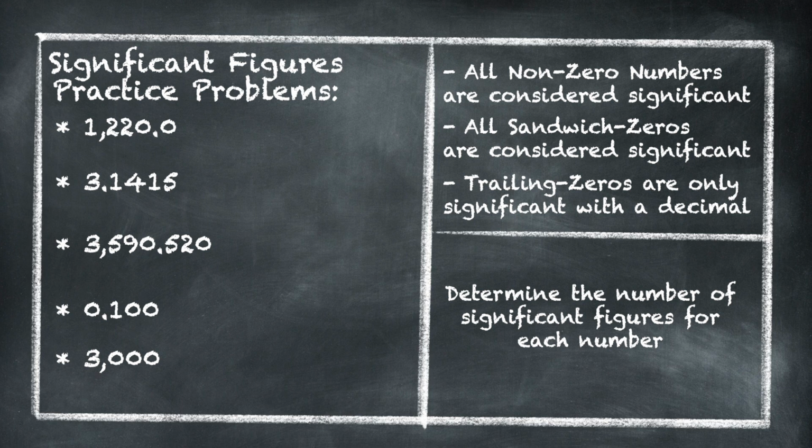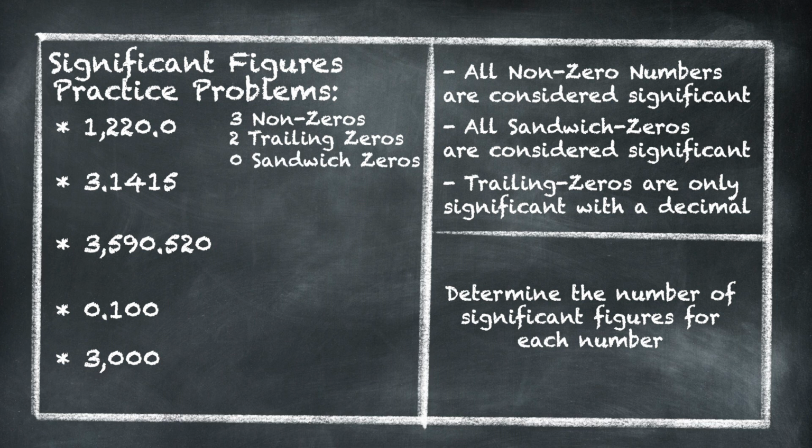Okay, so going back up to the top, to 1,220.0, we see that we have three non-zeros, the 1, 2, and 2. We also have a decimal place, which means we do count our trailing zeros, so any zero after the last non-zero. So we have 2 trailing zeros after the last non-zero, which is a 2. We don't have any sandwich zeros, so that gives us a total of 5 significant figures.